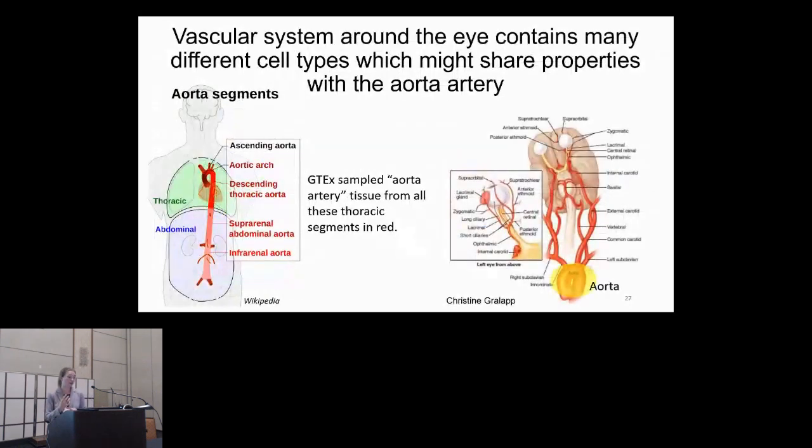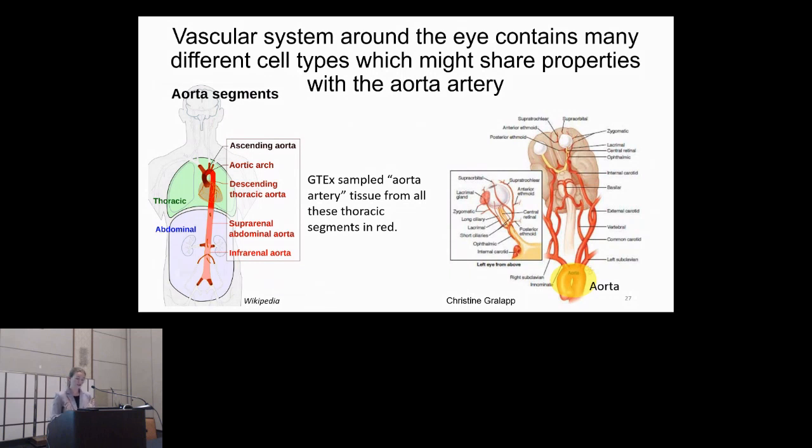All right, so the other example I want to talk about is the aorta artery in glaucoma. In GTEx, there were no eye tissues or cell types sampled. So if we look at what segments of the aorta GTEx actually took their samples from, surprisingly, they took it from this entire red segment from top to bottom. So there's actually presumably a lot of heterogeneity in these samples, which makes it even more challenging to understand what's going on here.